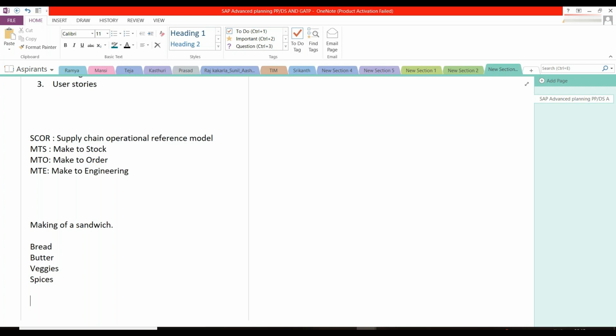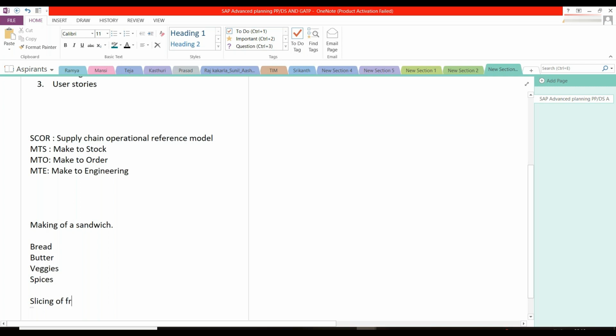Then we have make to engineering. What is the difference between make to order and make to engineering? Let us say a customer goes to the service provider, the one who is making sandwiches for him, and says, we know our sandwiches have two slices of bread, but I need my sandwich to have three slices of bread. Or I say my sandwich should also have some slices of fruit. This is a very customized product, where as a customer or requester I try to redefine how my product should look. Then I would say it's make to engineering.